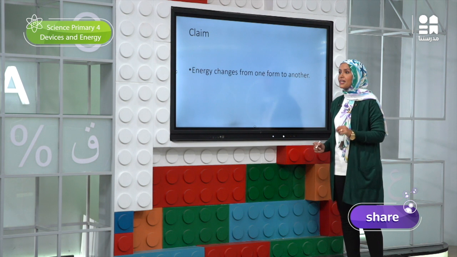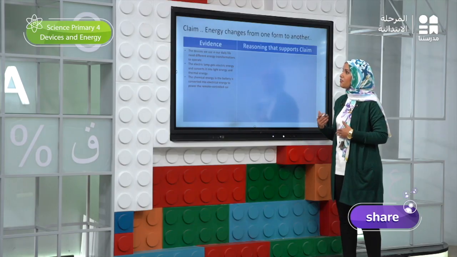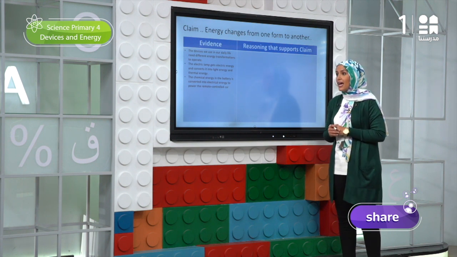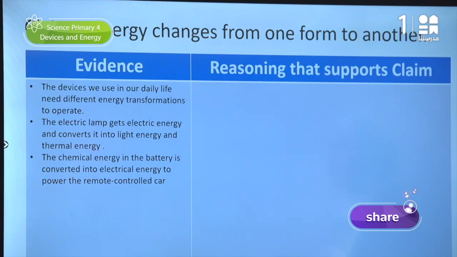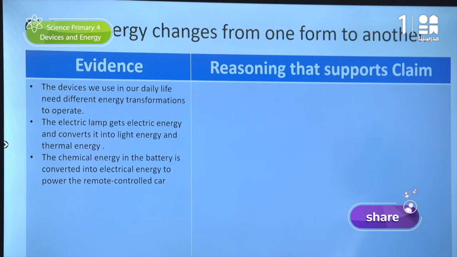Let's see the evidence and reasoning that my student Hamza has written. He thought about collecting the evidence that supports energy transformation from one form to another in devices. He wrote in the first evidence, the devices we use in our daily life need different energy transformations to operate, and energy can transfer from one form to another. And in the second evidence, he recorded the electric lamp gets electric energy and converts it into light energy and thermal energy. And the chemical energy in the battery is converted into electrical energy to power the remote-controlled car.